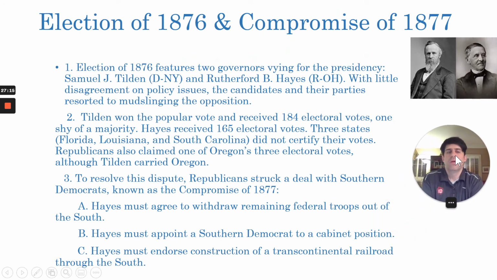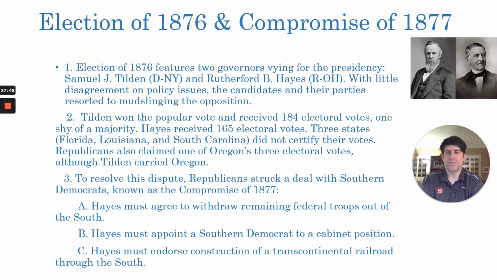So, now we move on to the election of 1876, the next presidential election. I mentioned earlier that Grant was not going to run for re-election in part because of his image declining in the wake of his scandals and the financial crisis. So with no incumbent, it was an open race, and two governors wound up running against each other.